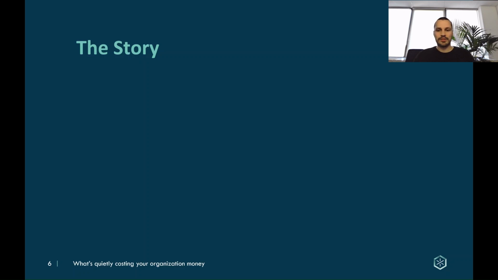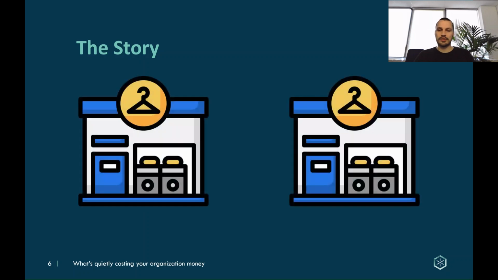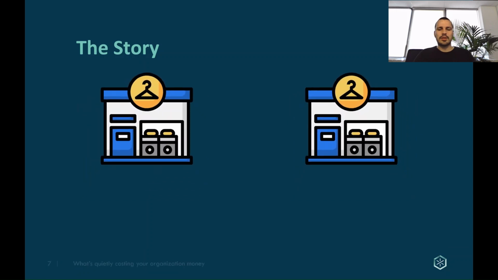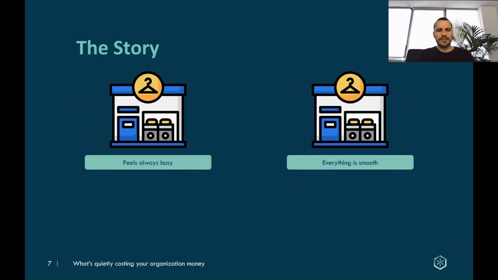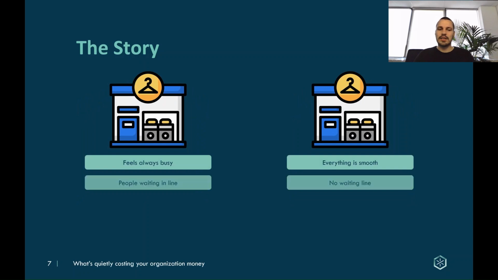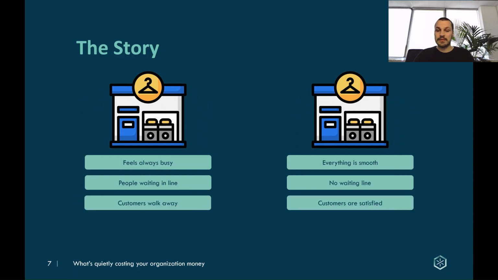Let's start with a simple situation. Imagine two laundromats next to each other. They offer the exact same service, but one of them is always busy, while in the other one, everything is smooth. There's always a waiting line in the first one, and in the second one, there's no waiting line. Because the waiting line is so long in the first one, customers eventually walk away, and the other ones are actually satisfied with the services.